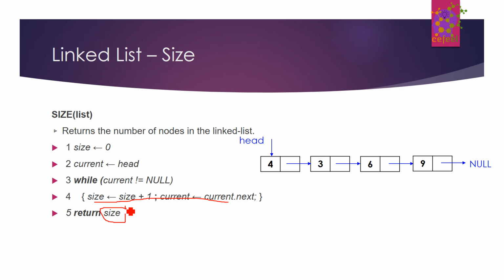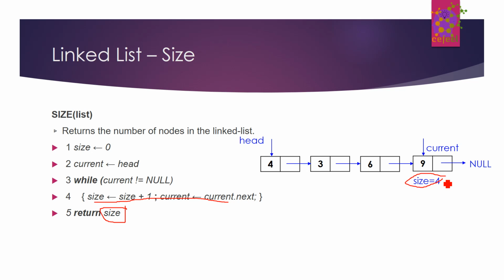Now again, applying this to an example, let's say we have 4 nodes in our list and we have a head pointer that points to the first node. Then we start with size equal to 0, current pointing to head, and then size is 1. Then current points to the second node, size is 2, current points to 6, size is 3, current points to 4, size is 4. Then current will point to null, and once current points to null, our while loop will break and we return the value of size as 4.